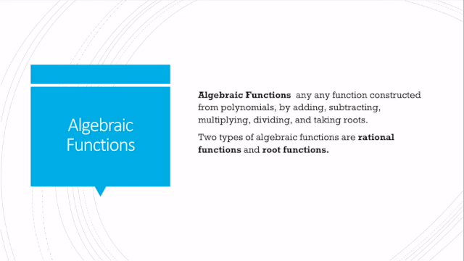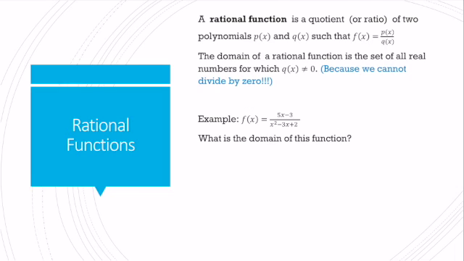Algebraic functions are any function constructed from polynomials by adding, subtracting, multiplying, dividing, or taking roots. Okay? So two types of algebraic functions I want us to look at are rational functions, rational meaning a ratio of two polynomials, and root functions, meaning they have either a square root or a cube root, something like that. A rational function is a quotient or ratio of two polynomials, such that f of x equals p of x divided by q of x.